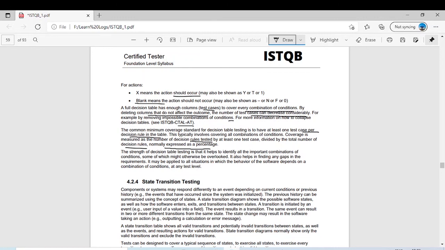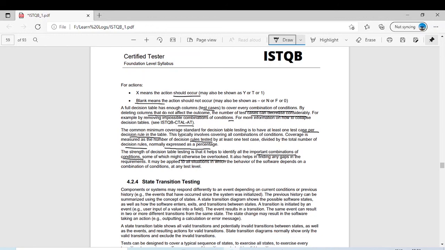The strength of decision table testing is that it helps to identify all important combinations of conditions, some of which might otherwise be overlooked. When you have very complex combinations, the decision table helps you a lot to understand all the conditions. You can understand all the conditions in one look. It also helps in finding any gaps in the requirements.